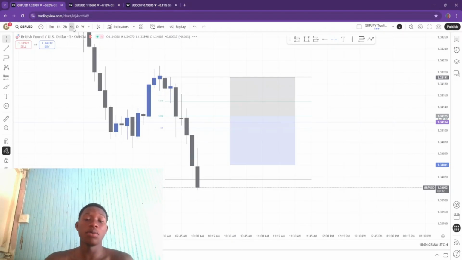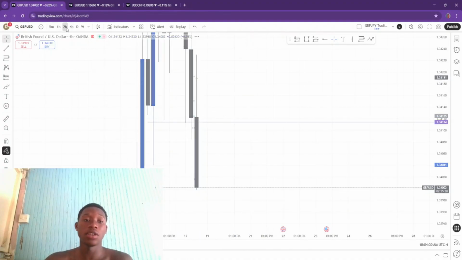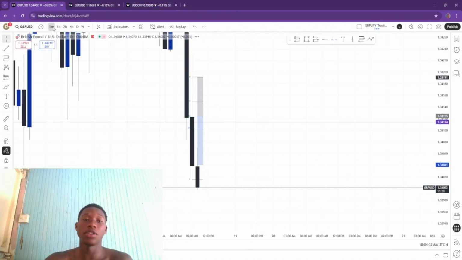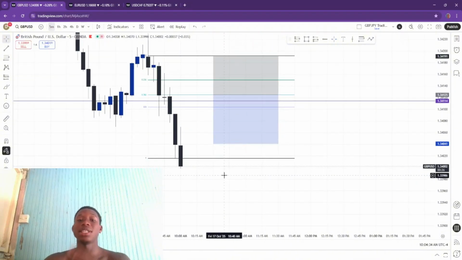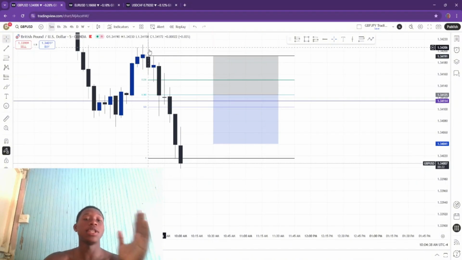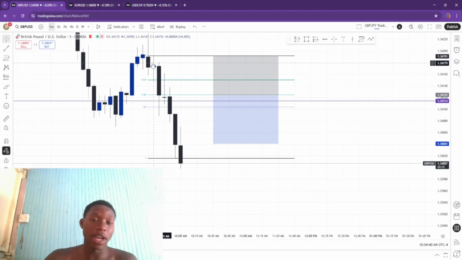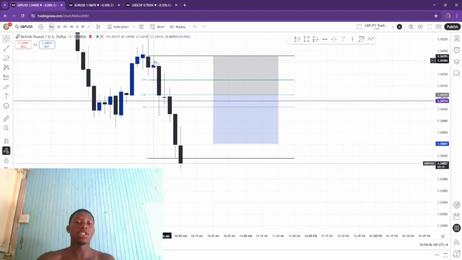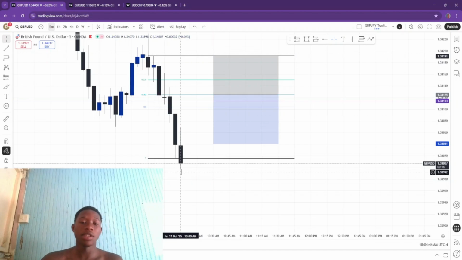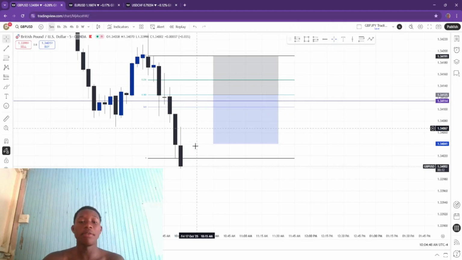GBP USD, we see the 4-hour in a downtrend, 2-hour in a downtrend, 1 hour in a downtrend, 5 minutes in a downtrend. So we're taking downtrend trades on GBP USD. Our strategy is basically using trend legs, so that would be classified as a trend leg because we see a high form. Now we're waiting for a low to form. That's a trend leg that's below the 4-hour low. Everything is in a downtrend.